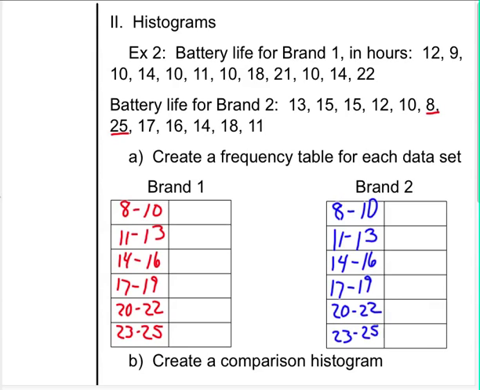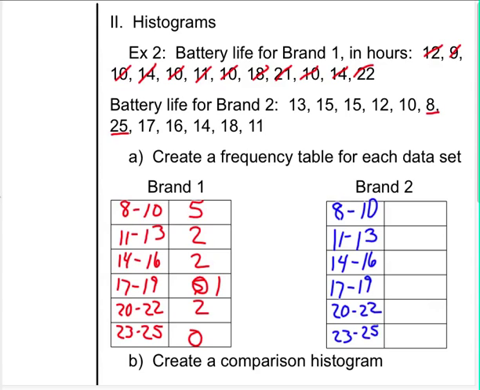All right, and then we are going to tally up the data values for each brand. In brand 1, the number of data values between 8 and 10 would be 1, 2, 3, 4, 5. Between 11 and 13, 1, 2. Data values 14 to 16, 1, 2. Data values 17 to 19, we don't have any. Sorry, I missed the 18. Data values 20 to 22, we have 2. And we have no data values from 23 to 25.